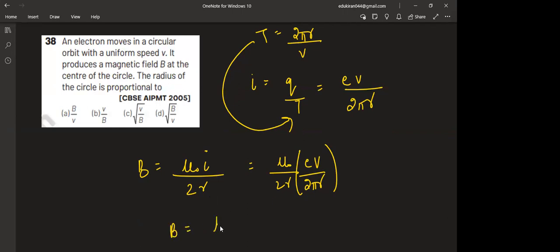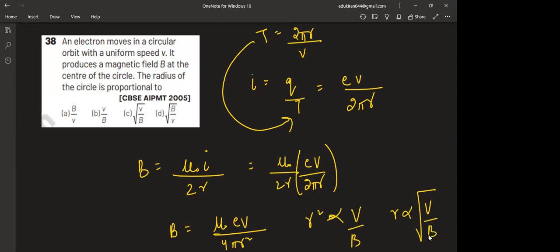So here this becomes mu naught eV by 4 pi r square. R square is directly proportional to V by B. So R is directly proportional to under root V by B. Note it down and text me done once written.